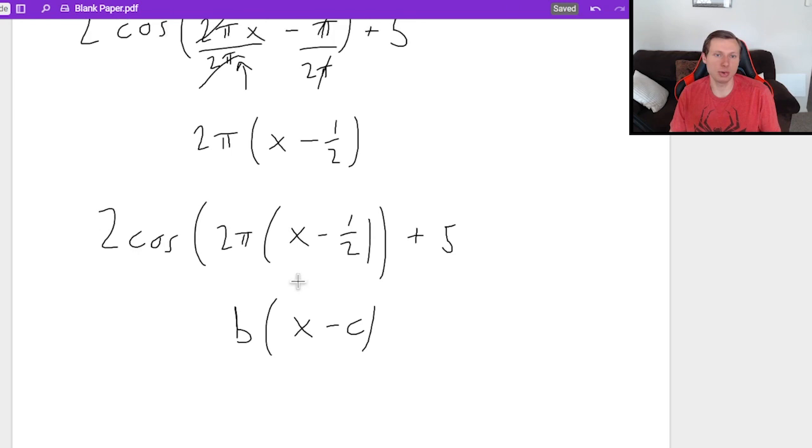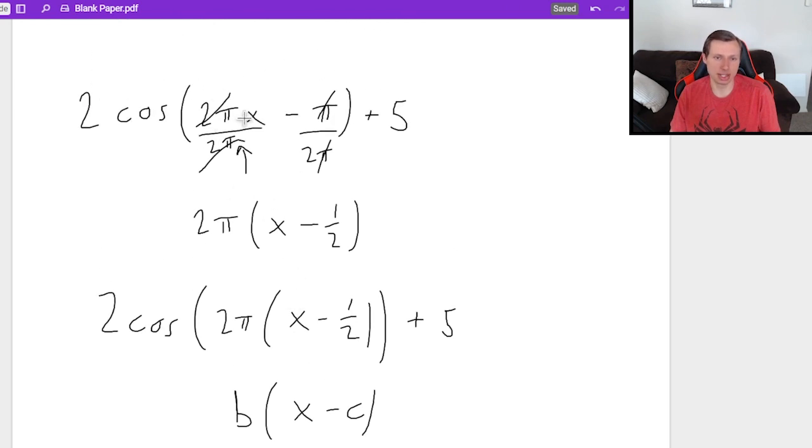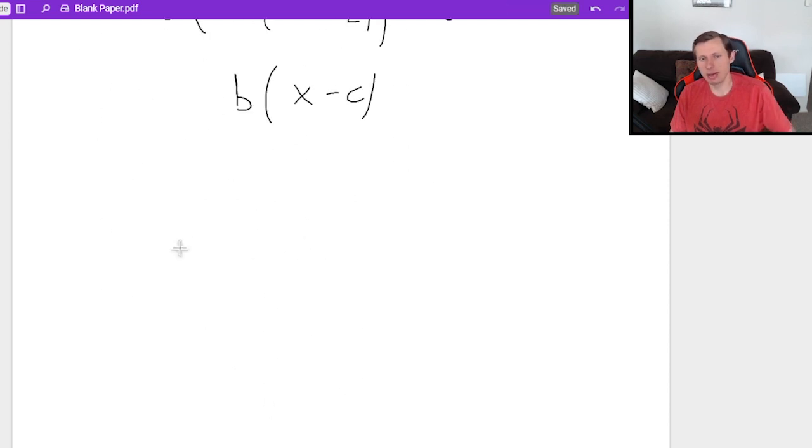And again, what did I do? I factored out the term next to the x. It's not always going to be 2 pi that you pull out, but it will always be the thing next to the x, which means if I have the cosine of 6 pi x plus 1, well then I'm pulling out a 6 pi, and then what's left?